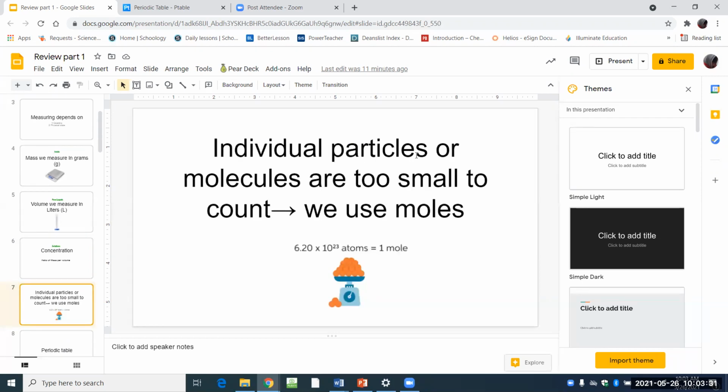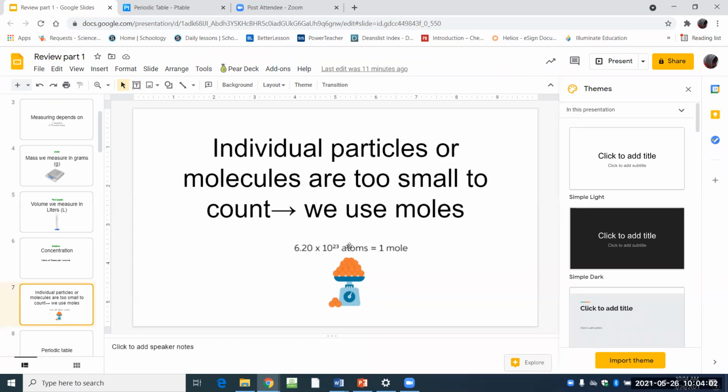Okay, so the other way that we can measure matter, we can also count them, right? However, when we talk about atoms or molecules, there's a lot of them and they're very, very small, so you can't really count them. The way we overcome that is by using this concept called moles. The assumption here is that one mole has 6.02 times 10 to the 23rd atoms, or times 10 to the 23rd anything. So one mole is this number.